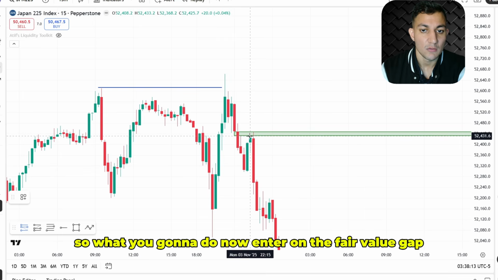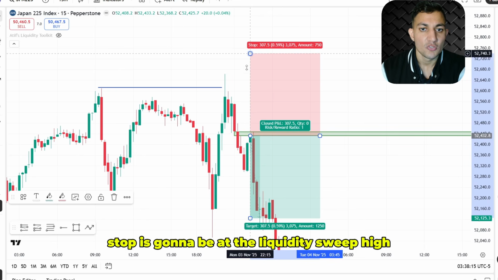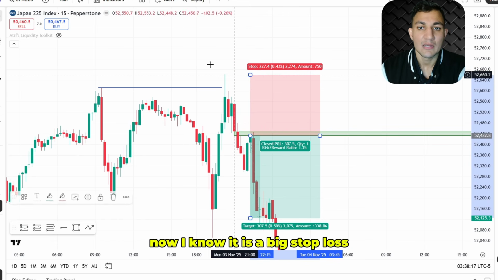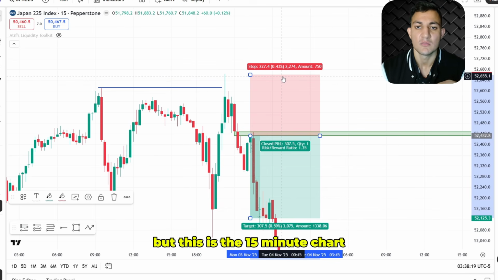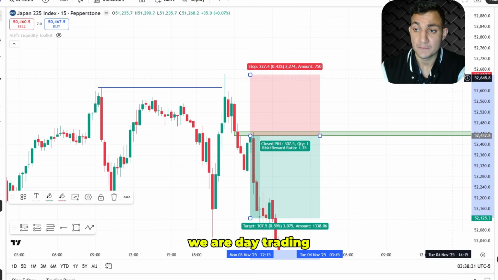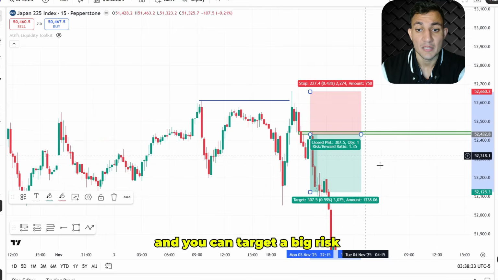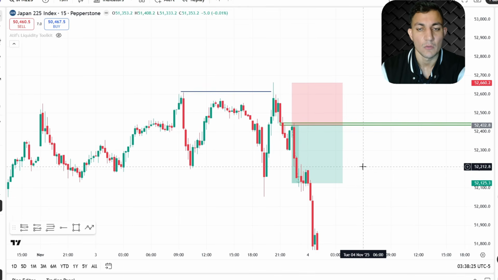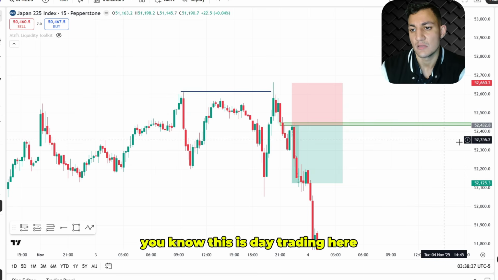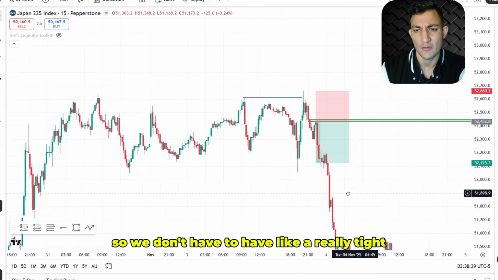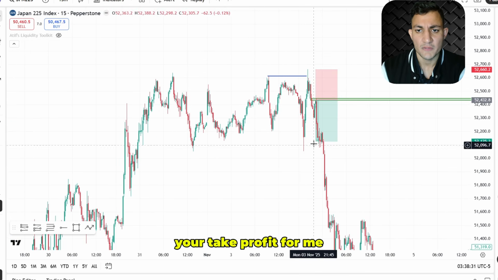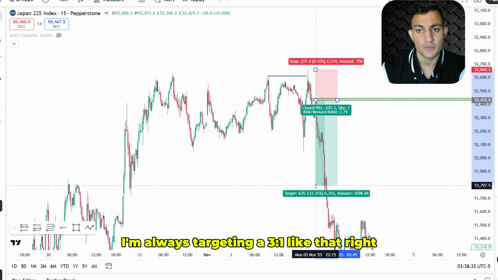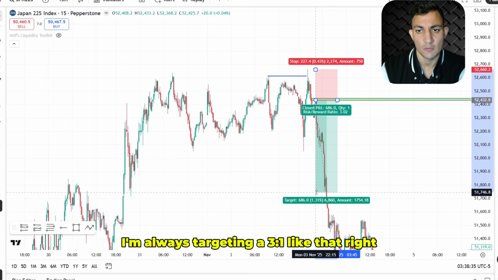So what you're going to do now is enter on the fair value gap, with the stop at the liquidity sweep high. Now I know it is a big stop loss, but this is the 15-minute chart. We are day trading. You can target a big risk to reward, a wider take profit. We don't have to have a really tight stop loss. For your take profit, I'm always targeting 3-to-1 like that. It's always fixed for me.